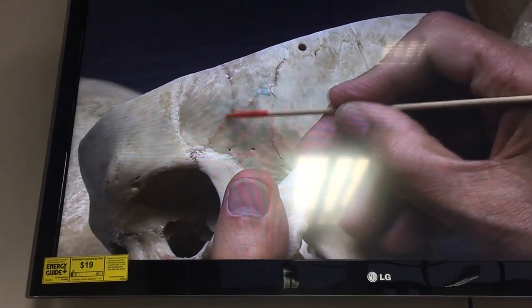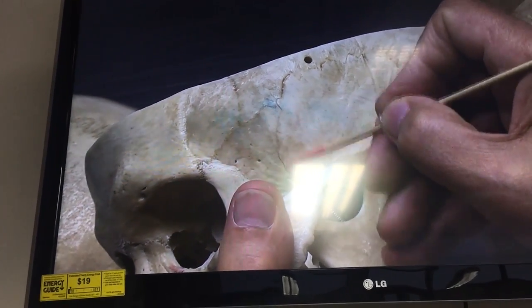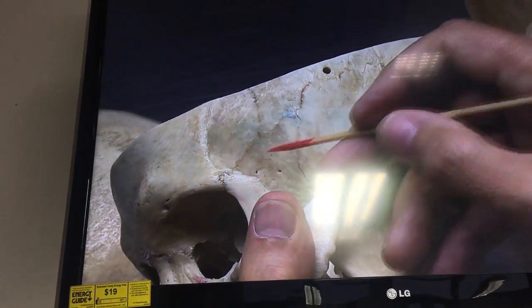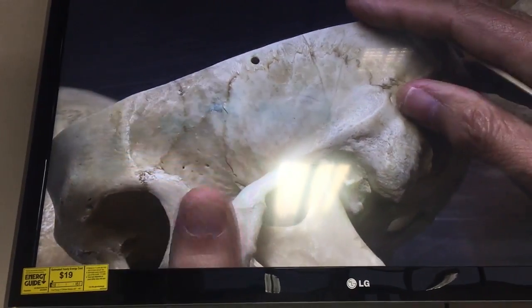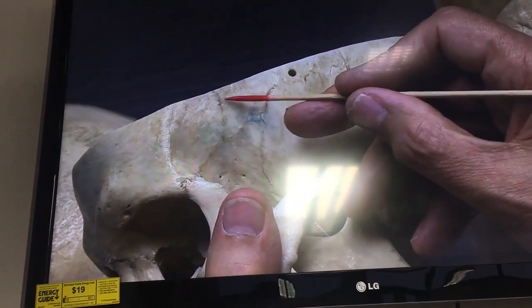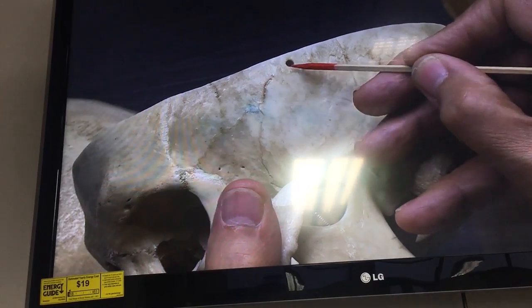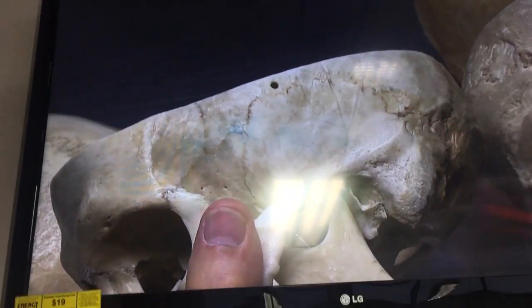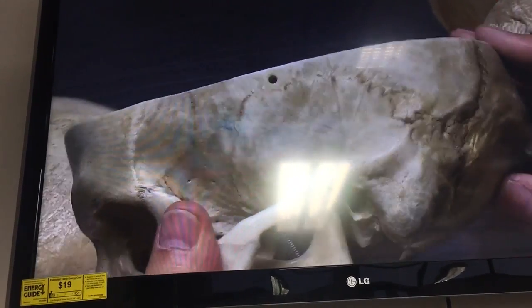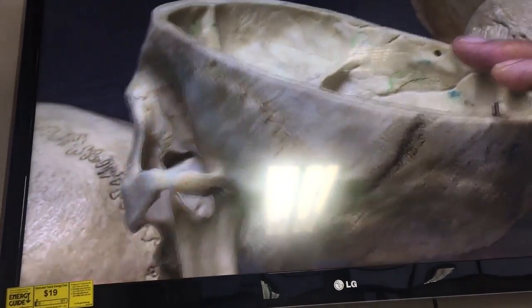This is the greater wing of the sphenoid, right? You see much better from the side, but you also see the inferior part of the skull. This is the parietal bone, and this is the squamous temporal bone. Now that's the surface marking of a very important vessel which runs on the inner aspect of the skull.